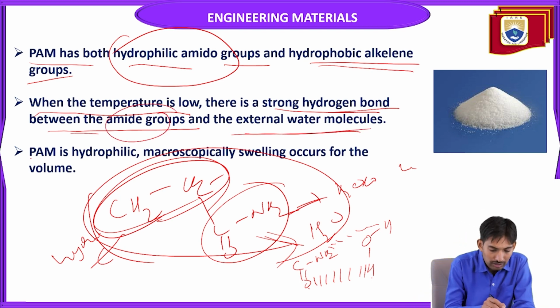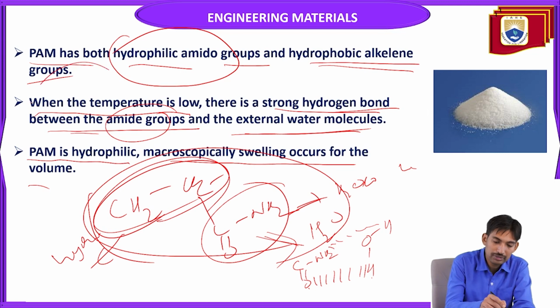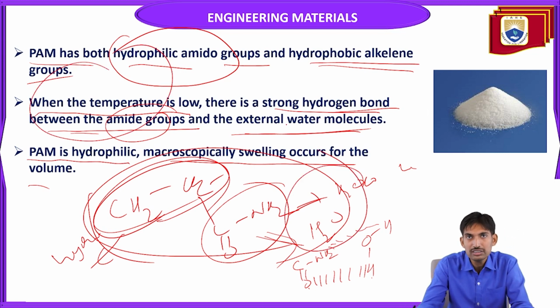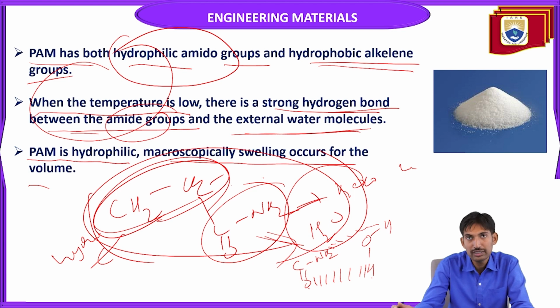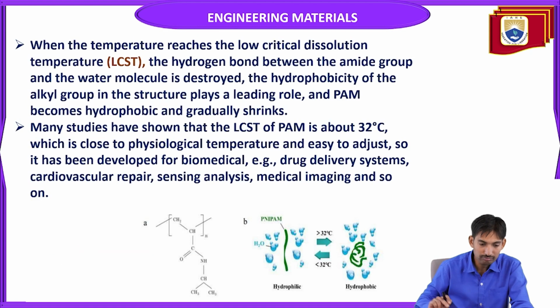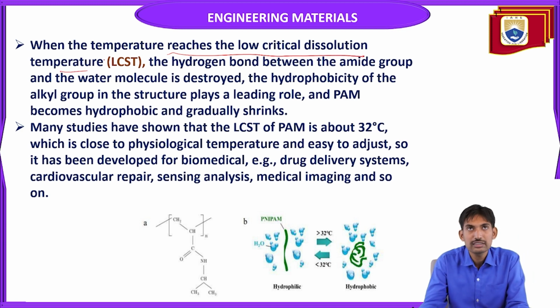So the polyacrylamide is hydrophilic. Macroscopically, swelling of the volume occurs. In the low temperature, what happens? These water molecules form hydrogen bonding with this polyacrylamide, so the swelling takes place. Because of this hydrogen bonding at low temperature, the swelling of the polyacrylamide takes place.